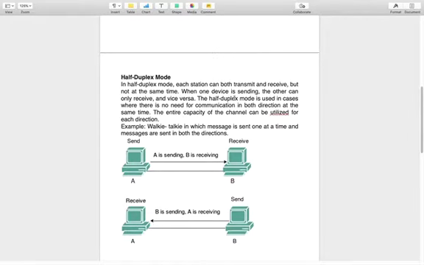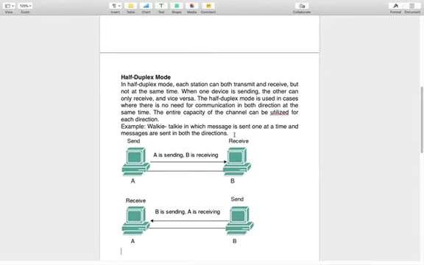The half duplex mode is used in cases where there is no need for communication in both directions at the same time. The entire capacity of the channel can be utilized for each direction. An example of half duplex is the walkie talkie, in which messages are sent one at a time and in both directions. So walkie talkie is the best example for half duplex.